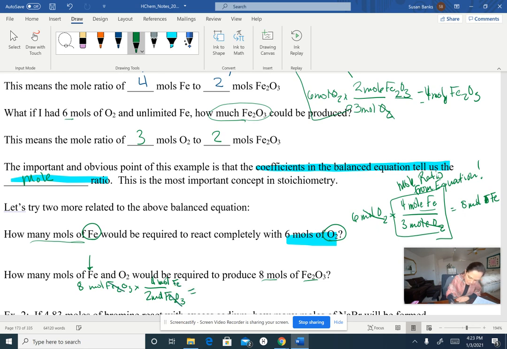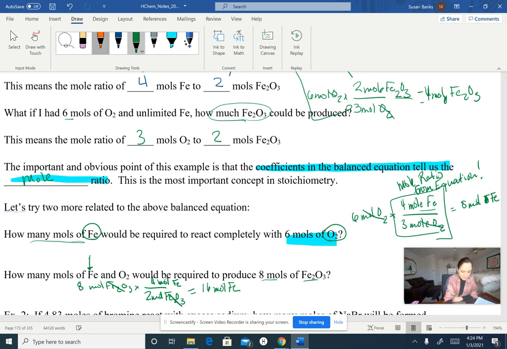My moles of iron trioxide cancel. I'm left with moles of iron, which is what I wanted to know. So 8 times 4 is 32, divided by 2 gives me 16 moles of iron is what I'm going to need to start with.